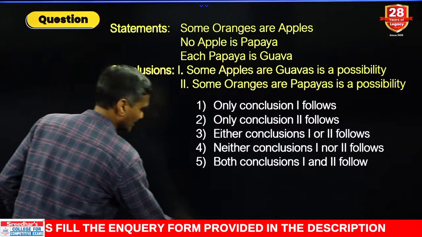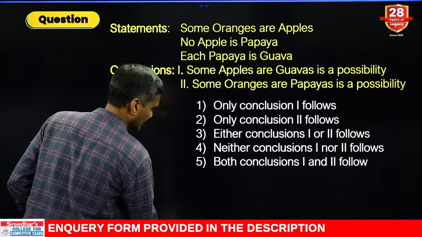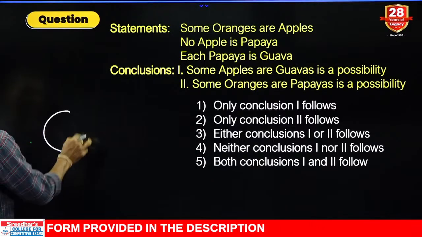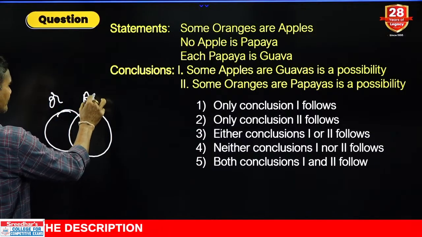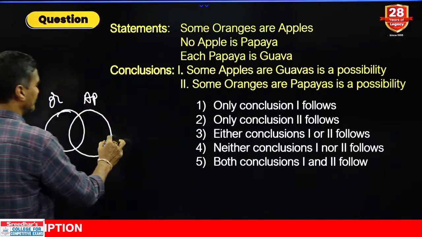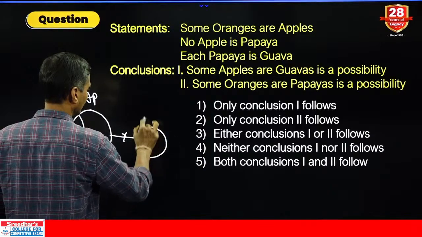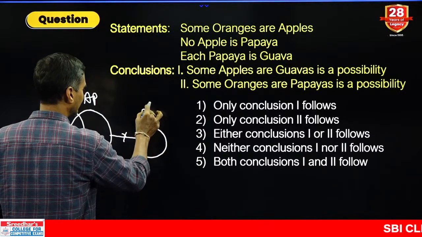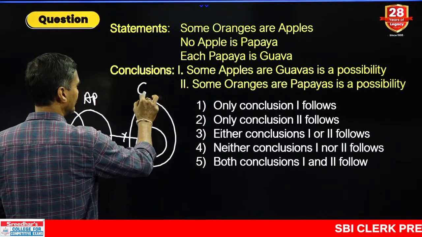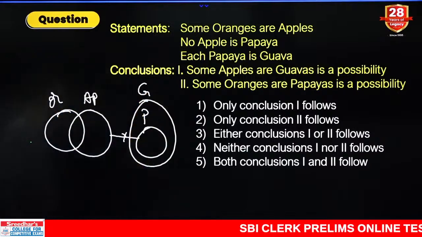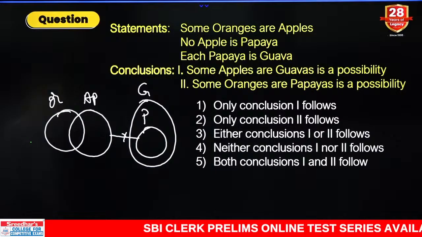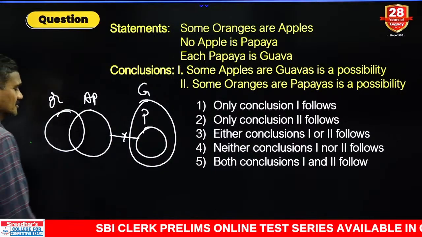Some oranges are apples. Now some of the oranges are apples. Now these are the oranges that are apple, orange and an apple. And next one, no apple is a papaya. No intersection between apple and a papaya. And each papaya, each means all. Each papaya is a guava. Each always stands for all.